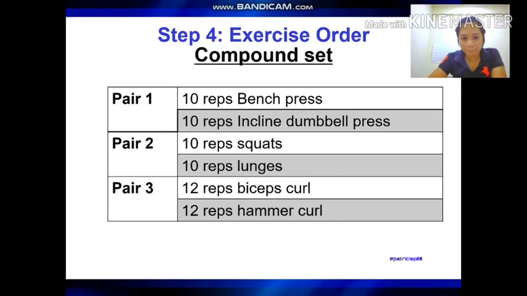Okay, on the other hand, compound set, pasangan pertama, 10 reps of bench press, immediately goes to the incline dumbbell press. Bench press targets the midsection of the pecs muscle. However, the incline dumbbell press targets the upper region of the pecs muscle. So still in the same muscle group, however, different region. The same goes to the second pair, 10 reps of squat, 10 reps of lunges. Different region, similar muscle group, lower body, the glutes, hamstring and quads. And the third pair, biceps curl and hammer curl.